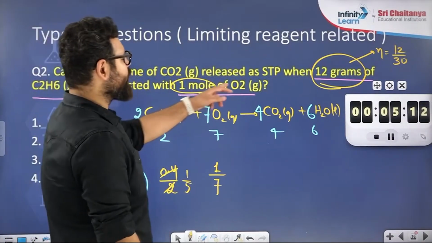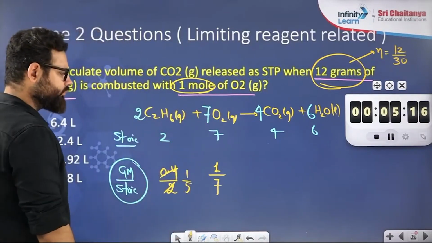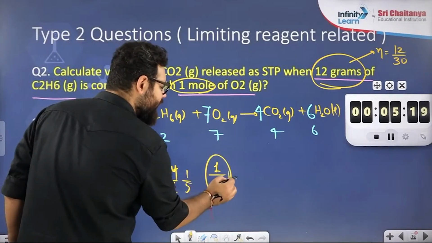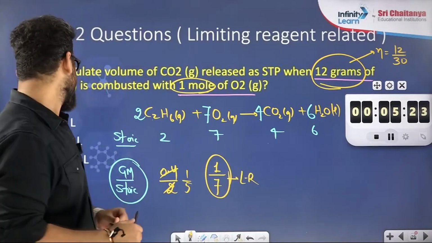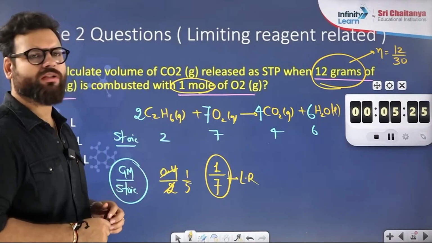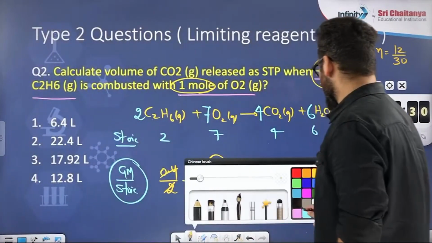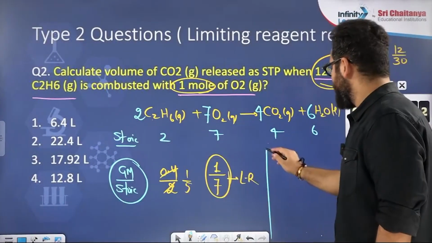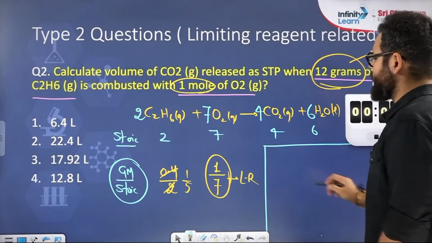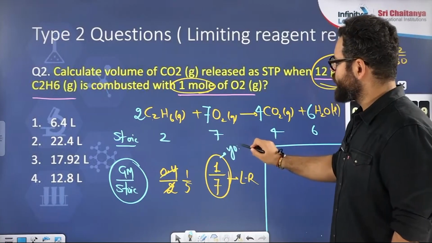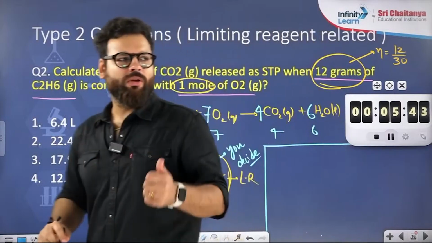And 1 mole of oxygen is given. Stoichiometry is 7, it is 1 by 7. So this becomes our limiting reagent, which is the small number. This becomes our limiting reagent, which is 1 by 7. Okay. Now we will say, oxygen, you decide. Whatever product you want to form, you only form.